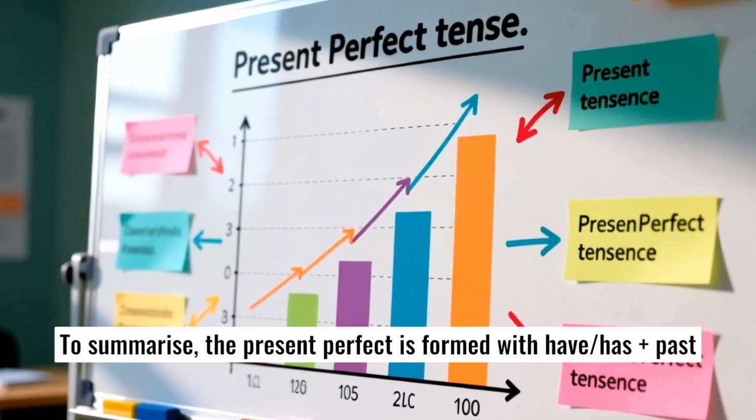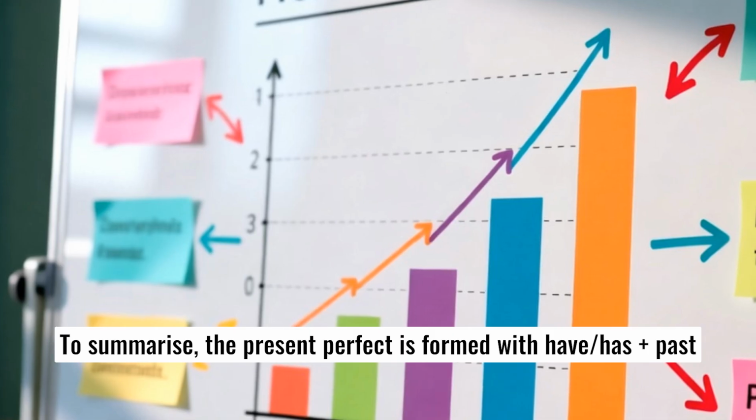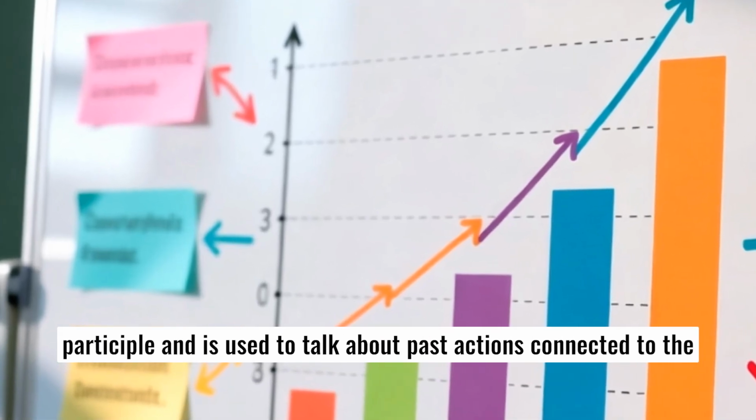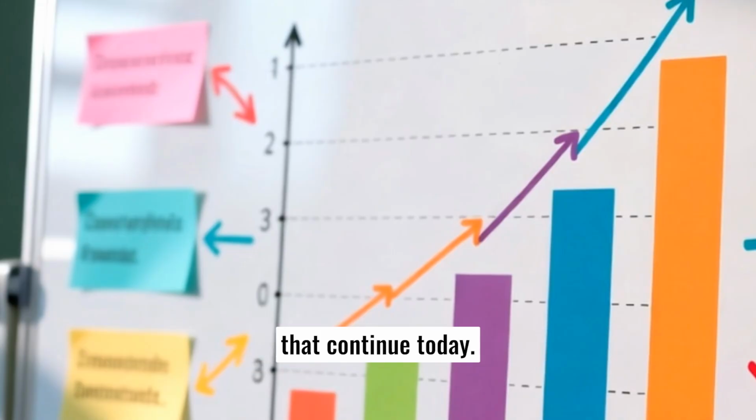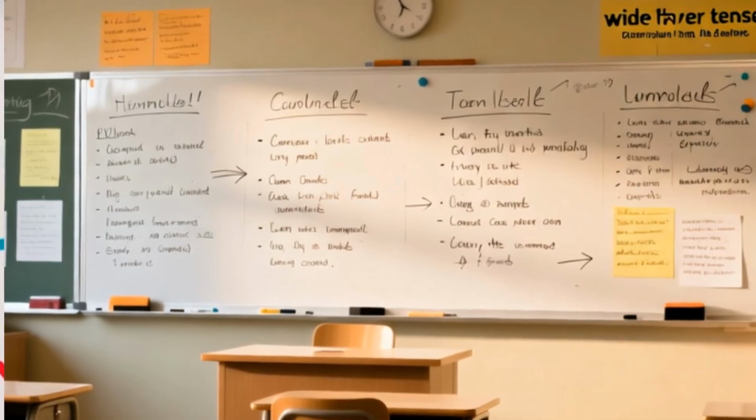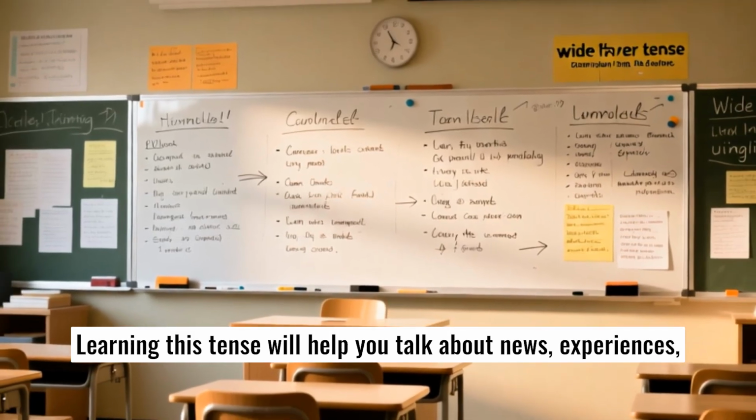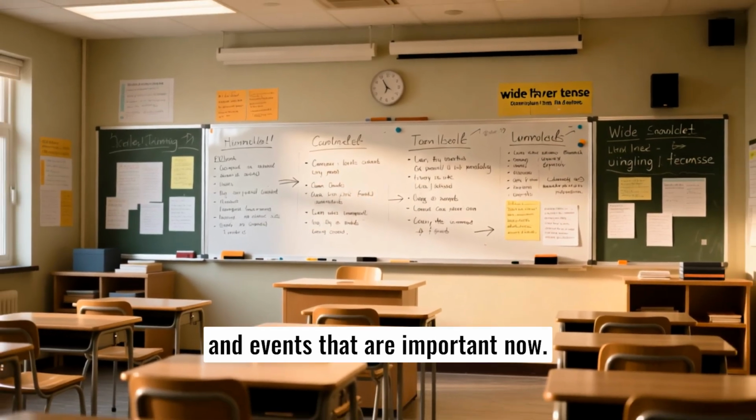To summarize, the present perfect is formed with have or has plus past participle, and is used to talk about past actions connected to the present, including experiences, recent actions, and situations that continue today. Learning this tense will help you talk about news, experiences, and events that are important now.